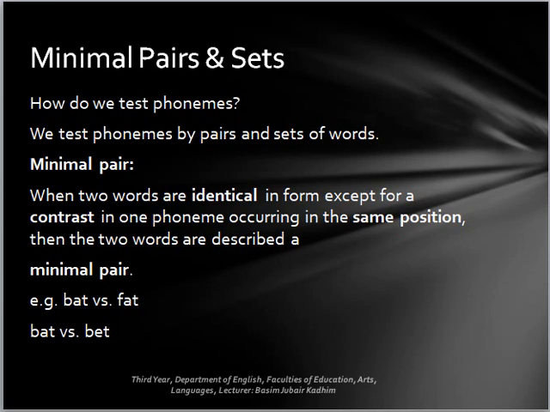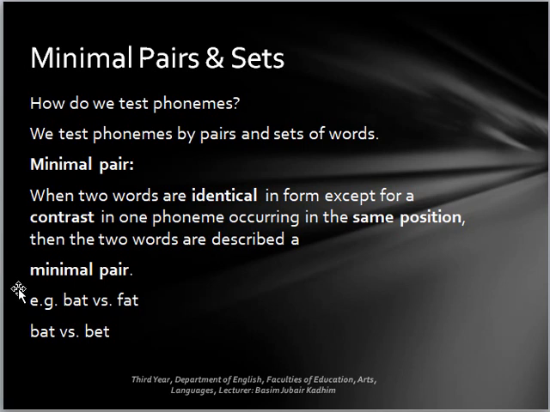Now, what is a pair in phonology? A pair in phonology is when two words are identical in form, in pronunciation, except for a contrast in one phoneme in the same position. Of course, it must be in the same position. Then the two words are described as a minimal pair.